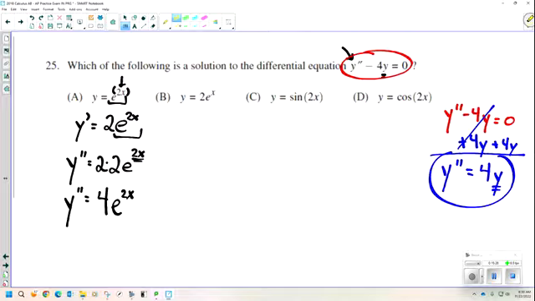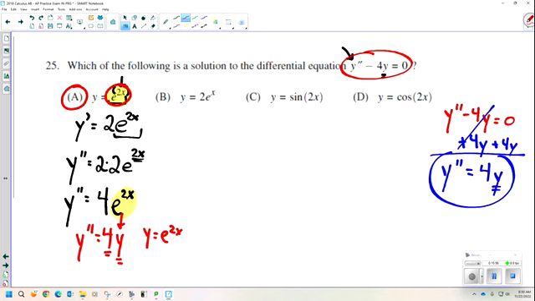What was my y value? My y value was e to the 2x, and it's right here. If y equals e to the 2x, then this is basically y for my problem. My answer is choice A. If I did that process with the other 3, I would not get 4 times my original equation of whatever y is. It would not happen. That's a very different way of doing this.